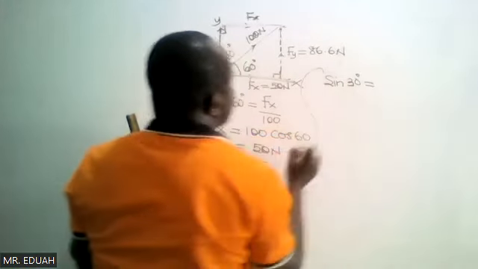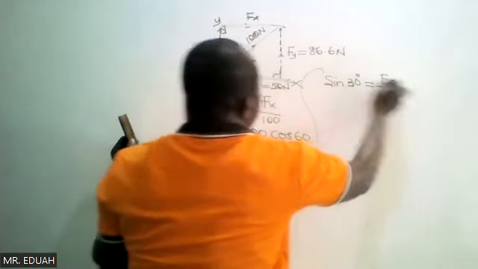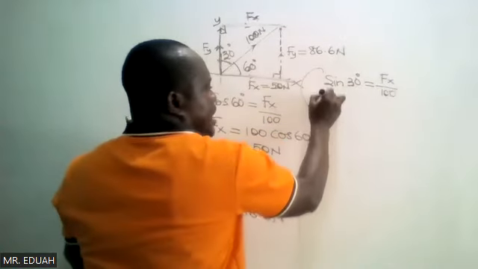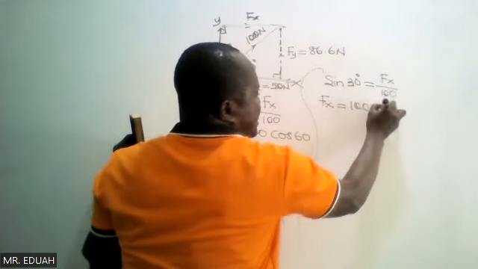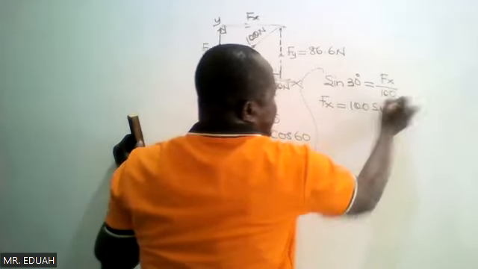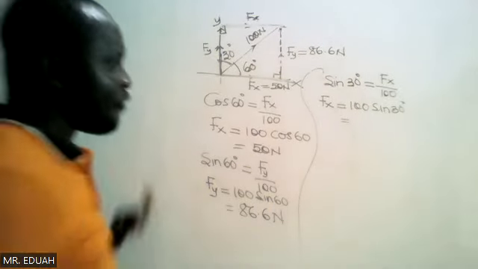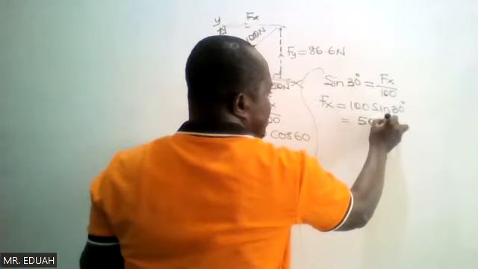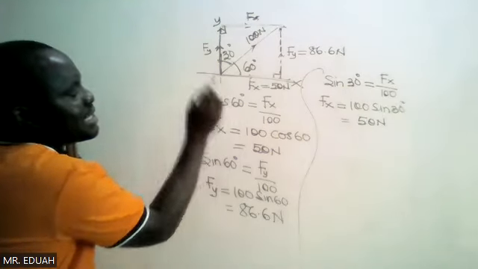Sine 30 is equal to the opposite, which is Fx, over the hypotenuse, which is 100. Therefore, Fx is equal to 100 times sine 30 degrees, and sine 30 is half. Therefore, this is equal to 50 Newton. You see, we are getting the same answer as when we had considered 60 degrees.